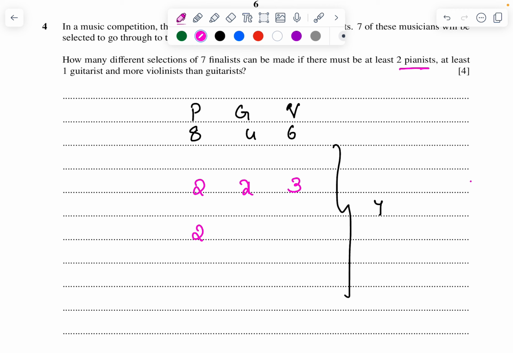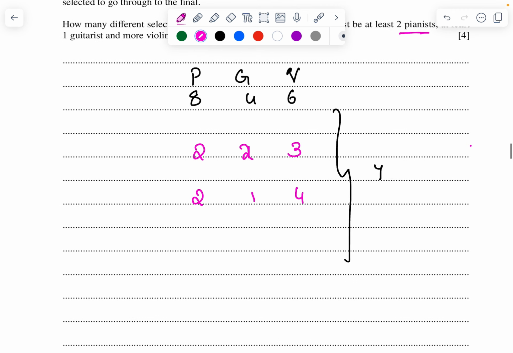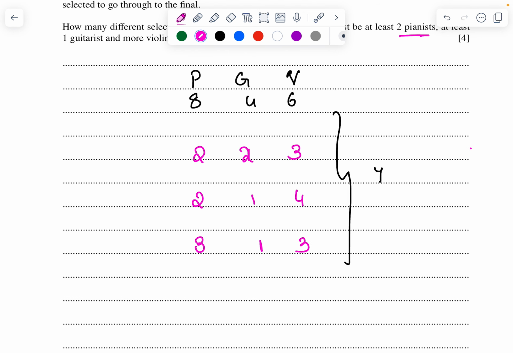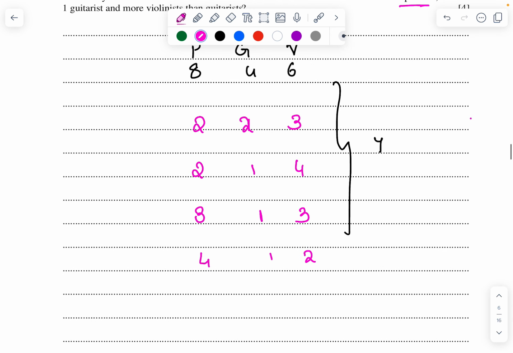Then I keep 2 over here. Then I make it as 4, 1. Then next time I make it as 3. Maximum violinist is 3, 1. Then again 4, 2, 1. That's all. These are the only ways.